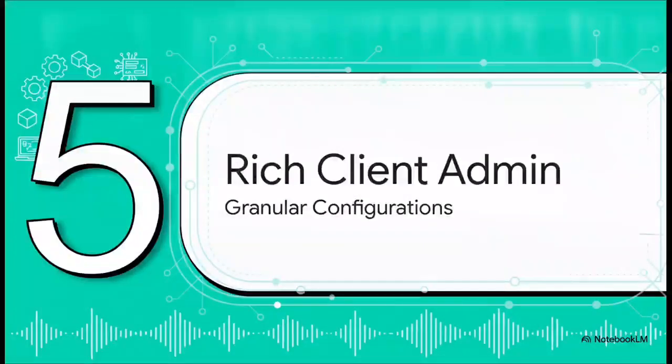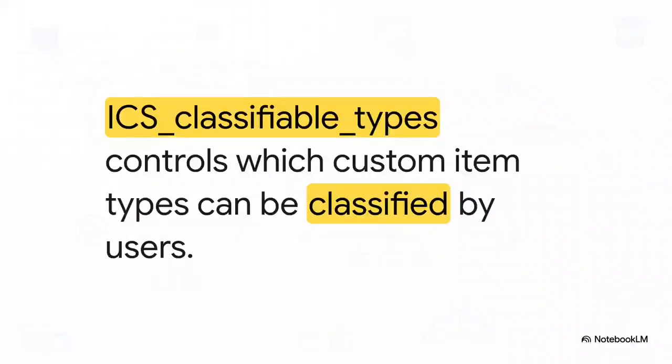Let's pivot to Section 5, Rich Client Administration. Okay, think about the ICS_classifiable_types preference. This is a classic troubleshooting scenario. Say your business users are complaining that they can't classify a new custom item type. This preference right here is the very first place you should look. If a business object type isn't explicitly listed in this preference string, the users simply won't even see the send to classification command when they right-click an object. It literally completely governs what can enter your classification workflow.